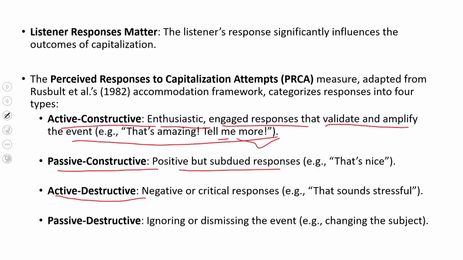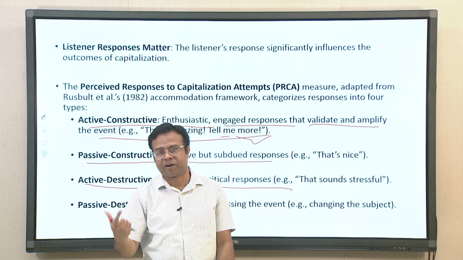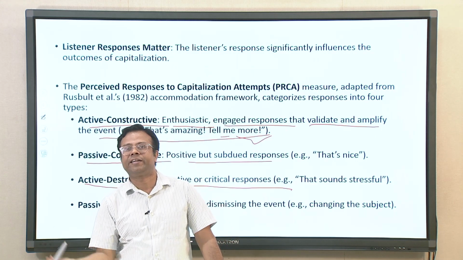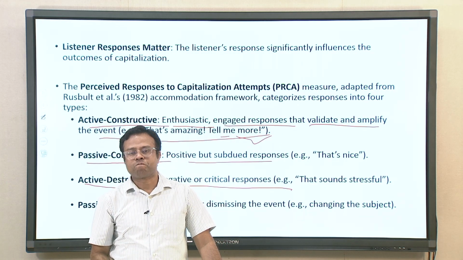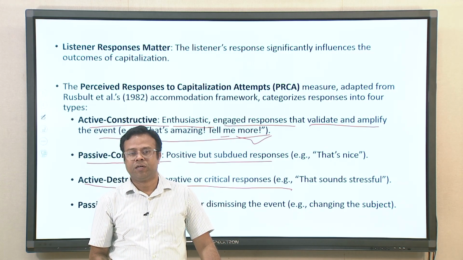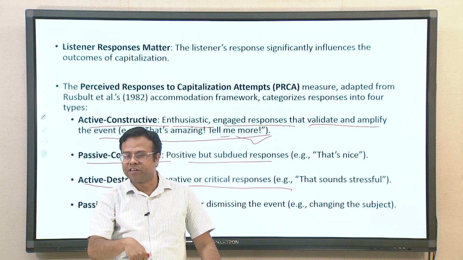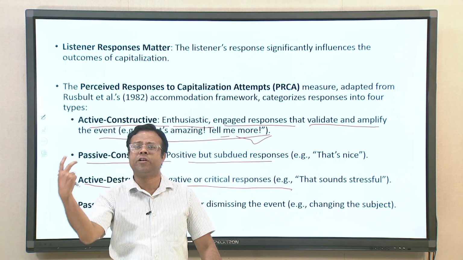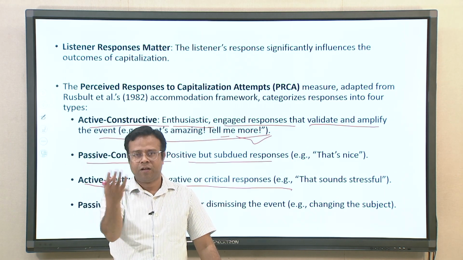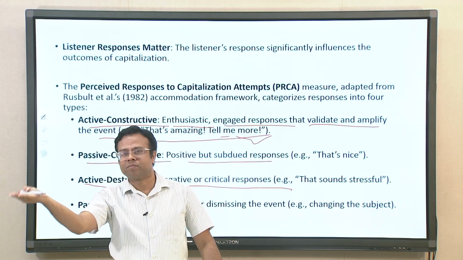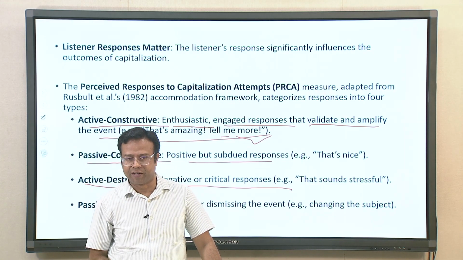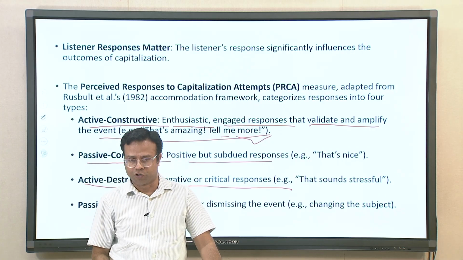Another possible response is called active destructive. In this case, the person gives a very negative and critical response. You share something positive, whatever the news is, and the person is actively critical in response. The person may suddenly say, "So what's so great about it? You see, there are other problems in it," and so on, adding negative things to your positive news, converting the positive news into something negative. That is called active destructive response.